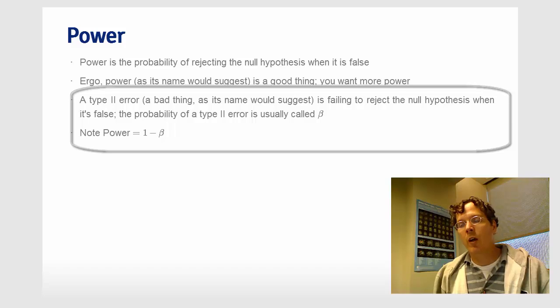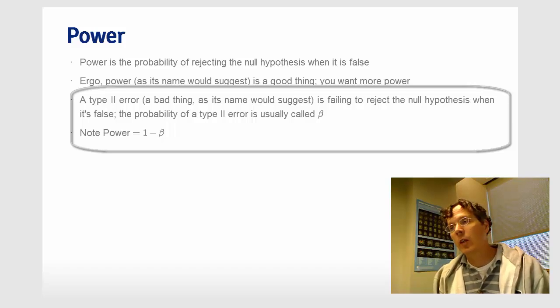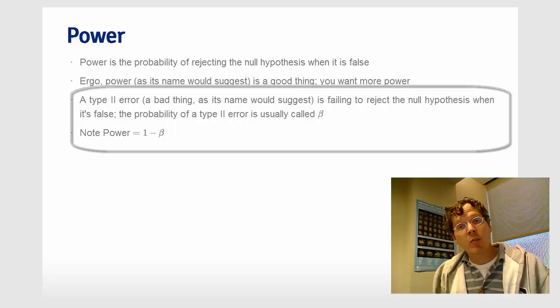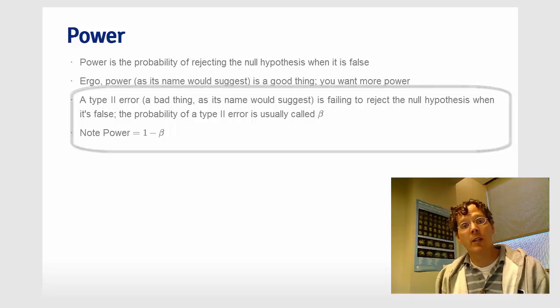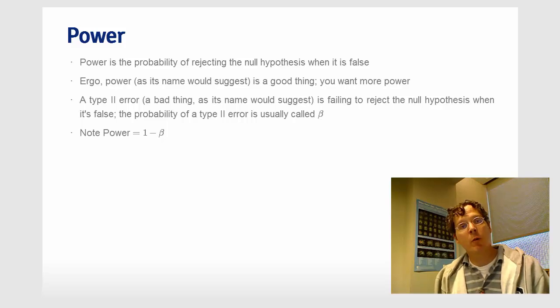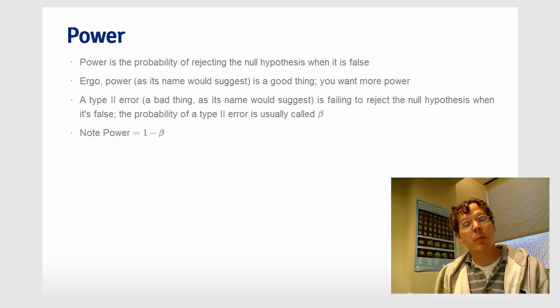Let's also cover a couple more details. A type 2 error is a bad thing, as its name would suggest. A type 2 error is failing to reject the null hypothesis when in fact the null hypothesis is false. The probability of a type 2 error is usually called beta, and power is just 1 minus beta. The two most meaningful quantities for hypothesis testing in terms of the two error rates are alpha, the type 1 error rate, and beta, the type 2 error rate. But we tend not to talk so much about beta. Instead, we tend to talk about 1 minus beta, this concept of power.